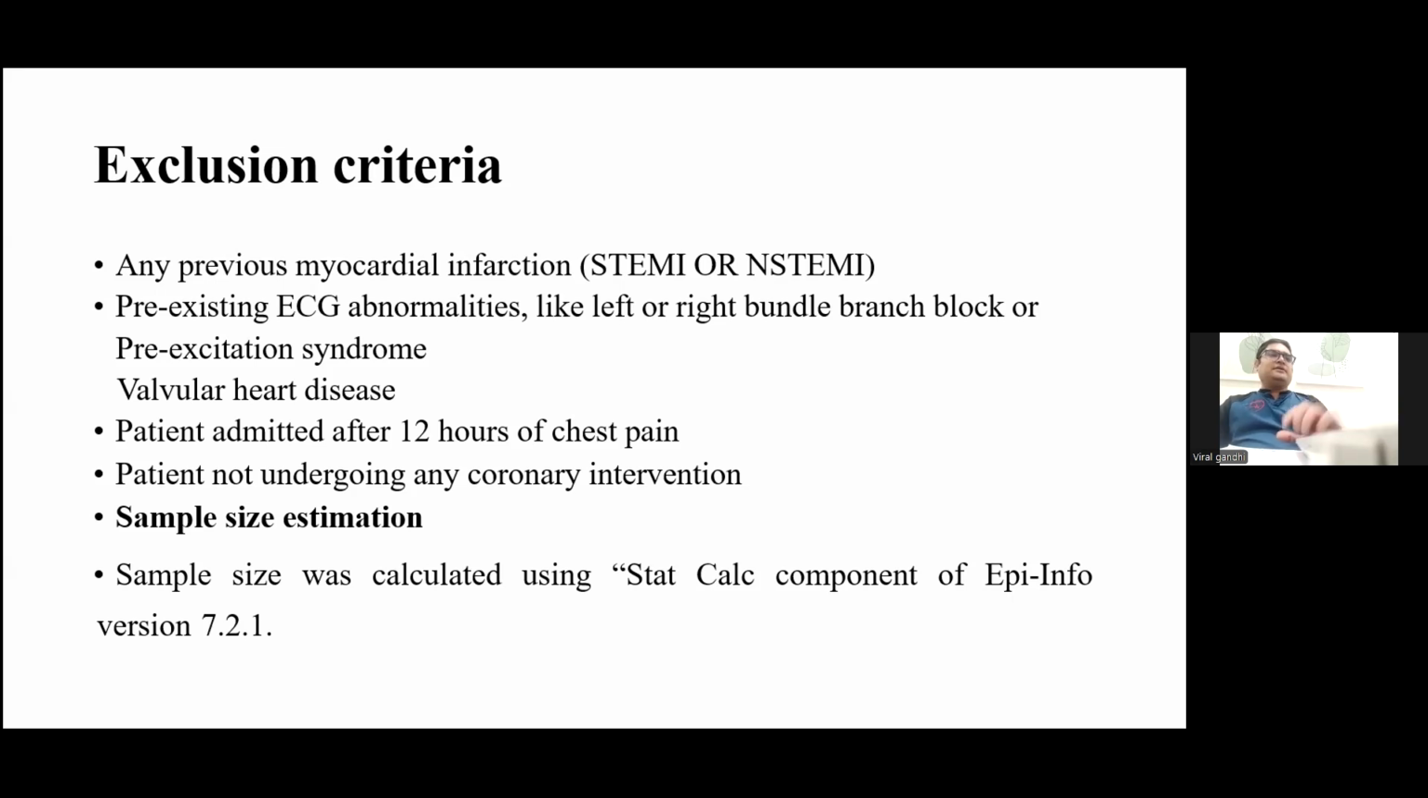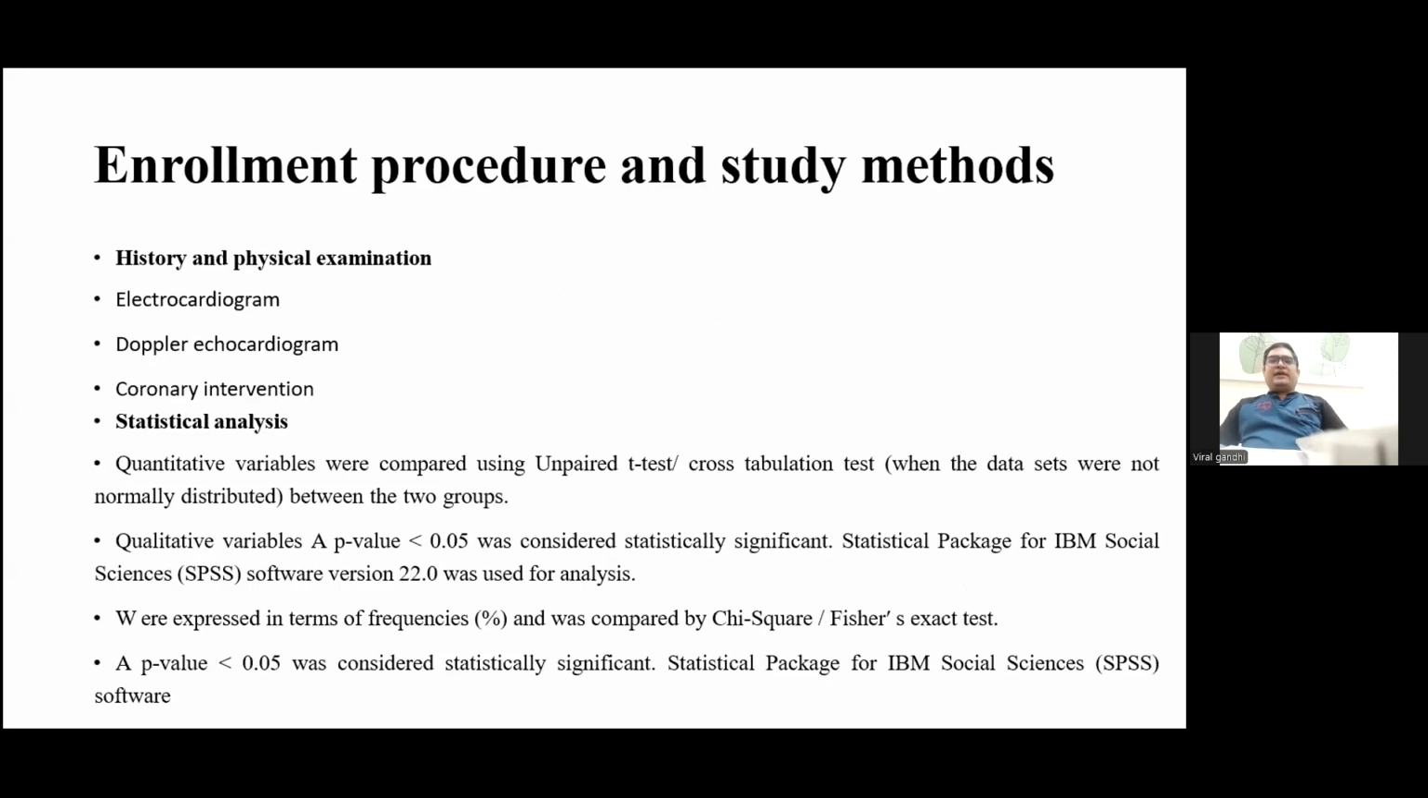Now, how did we enroll the patients? We took a history, and the patient underwent physical examination and echocardiography with the standard echocardiographic protocol. We measured the EF and RWMA, and we looked for any valvular heart disease. Ultimately, the patient went for coronary intervention and angioplasty whenever required.